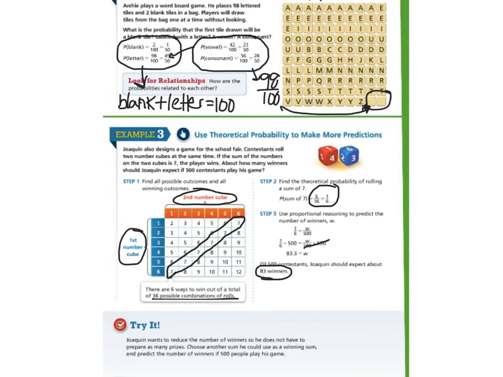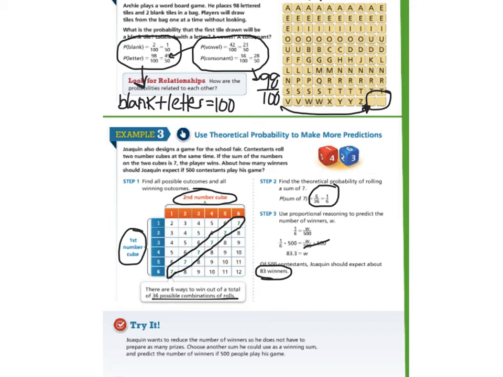Now take a look at the try-it that goes with example 3. Joaquin wants to reduce the number of winners so he does not have to prepare as many prizes. Choose another sum he could use as a winning sum and predict the number of winners if 500 people play his game. In this case, when you look at the table, there is no other sum that occurs more often than the sum of 7. So any of the other sums would produce fewer winners.